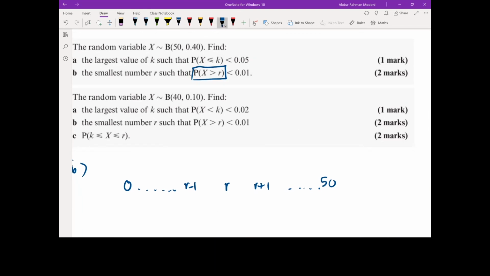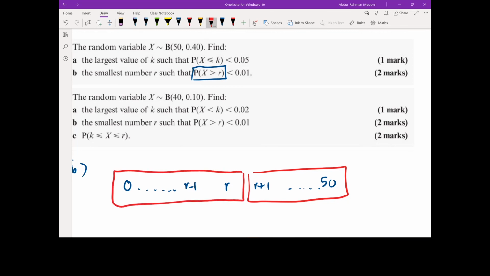Probability of x greater than R, which is what? From where to where? 0 to R minus 1, from there to greater than. Probability of x being greater than R. So from which one to where? R plus 1 all the way to? That's what we're interested in. But the calculator or the table doesn't do the right-hand side, does it? It only does the left-hand side.